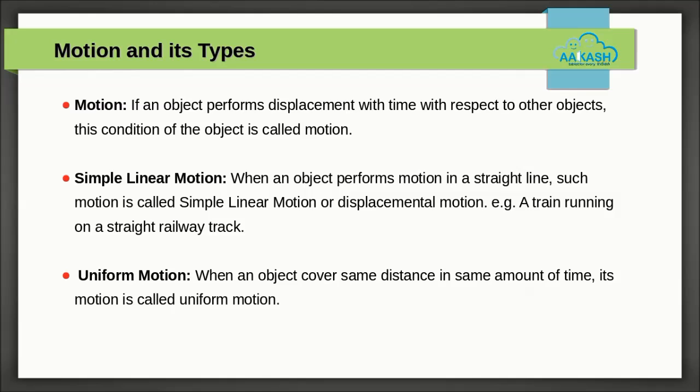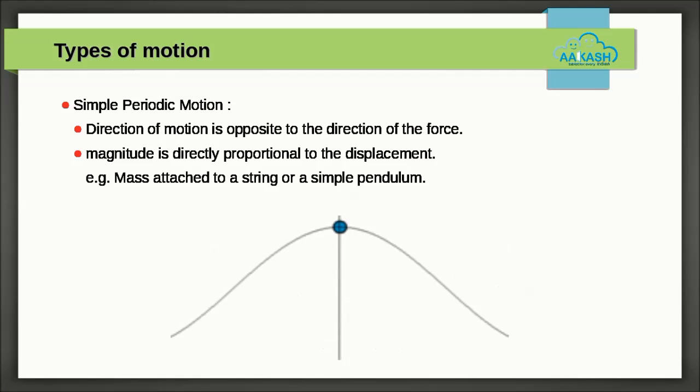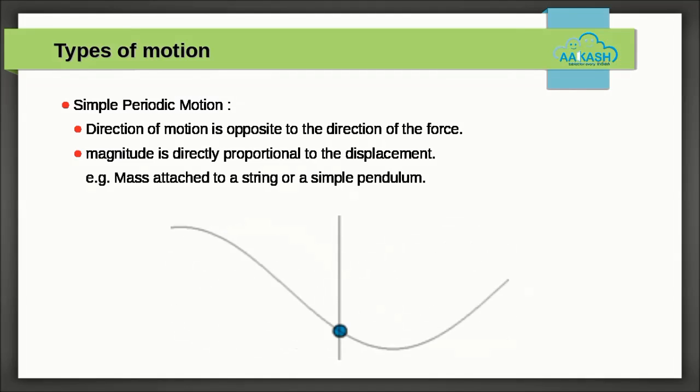Uniform motion. When an object covers same distance in same amount of time, its motion is called uniform motion. Types of motion. Simple periodic motion. It is the motion in which the direction of motion is opposite to the direction of the force, whereas magnitude is directly proportional to the displacement. For example, mass attached to a string or a simple pendulum.